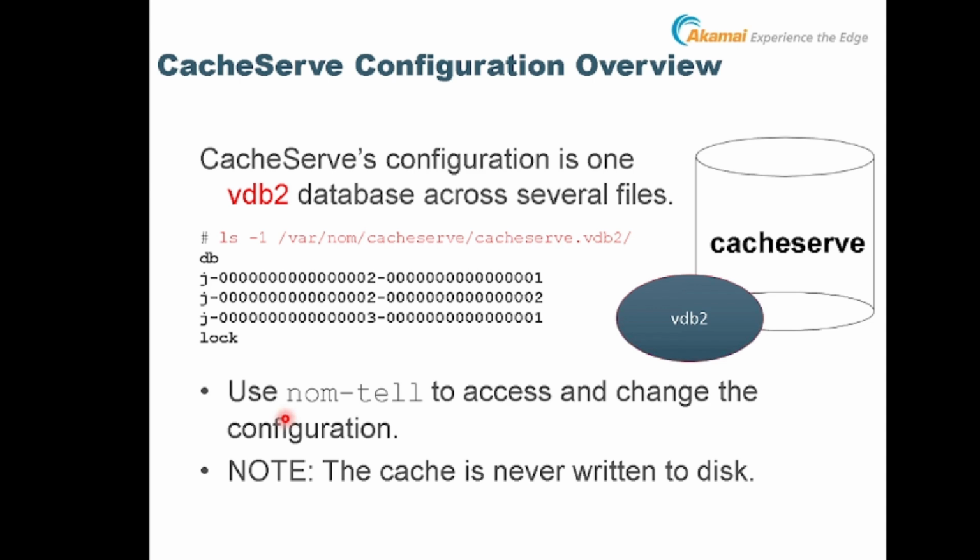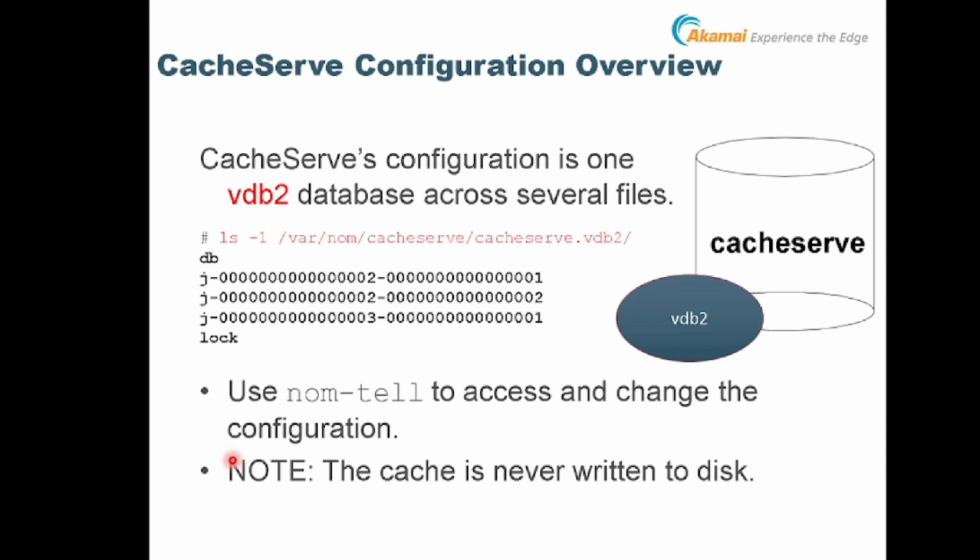When CachEserve is running, you use NomTel to access the configuration, and then CachEserve is the client to the database, and CachEserve then makes the changes in memory and writes the journals to disk. There are checkpoints, just like there are with AuthServe. So the maintenance is exactly the same. The files don't have the same names, a little bit different feel.